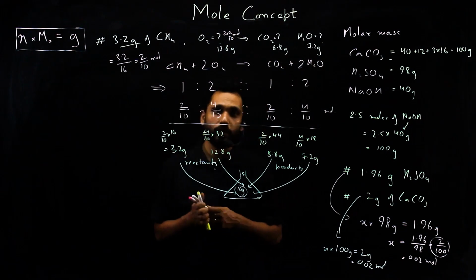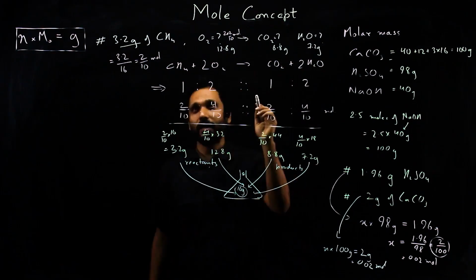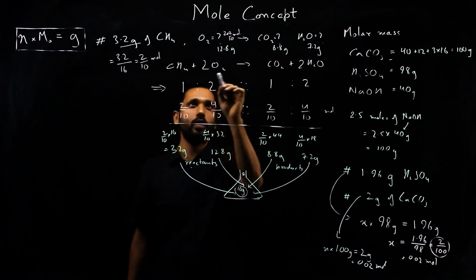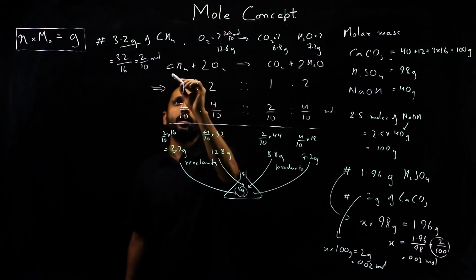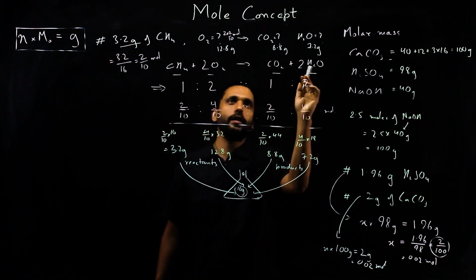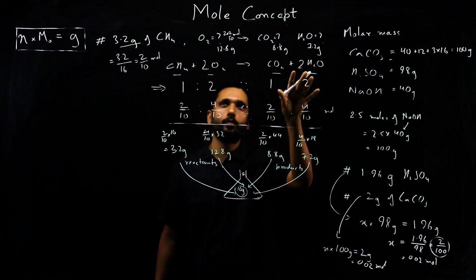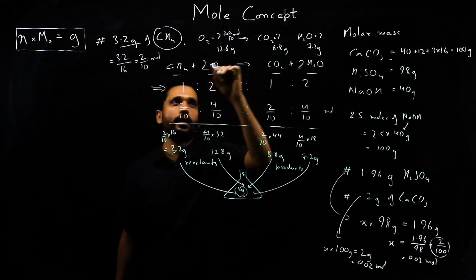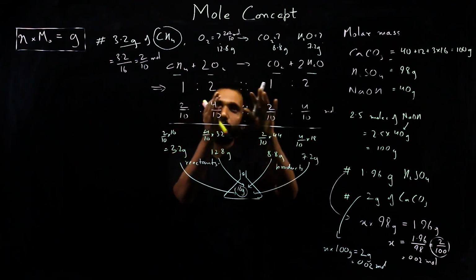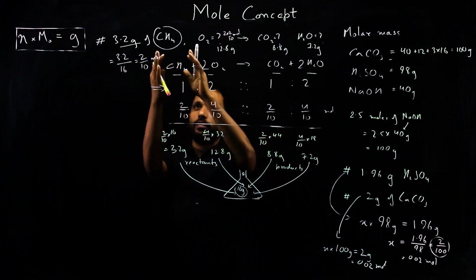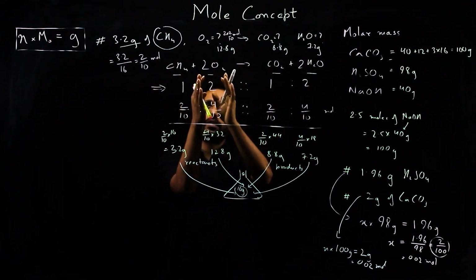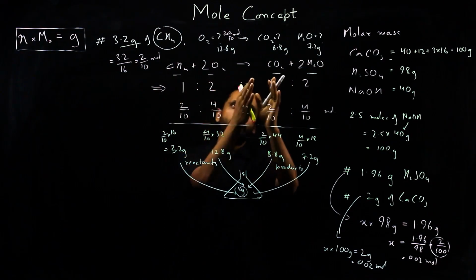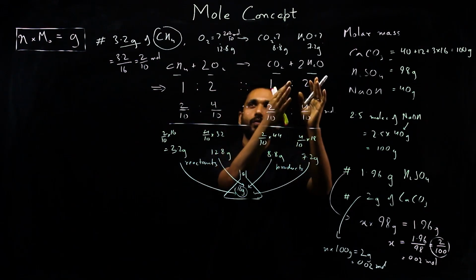One noteworthy thing in this process is that if we know the amount of any one of the four things, two reactants and two products, I knew just one. I knew the amount of methane. I can figure out everything because it is happening in a fixed ratio. If you have 3.2 grams, it has to react with a certain amount of oxygen to produce a certain amount of carbon dioxide and water.